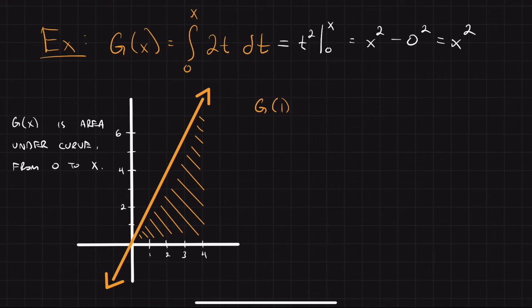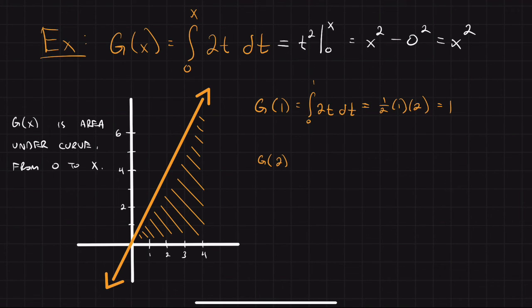Let's say we want to evaluate G of 1. G of 1 would just be equal to the integral from 0 to 1 of 2t dt. Since that area is just a triangle, we can use the area of a triangle formula, which would be 1/2 times base times height. The base in this case is 1, and the height is twice that value, which would be 2. So G of 1 is just equal to 1.